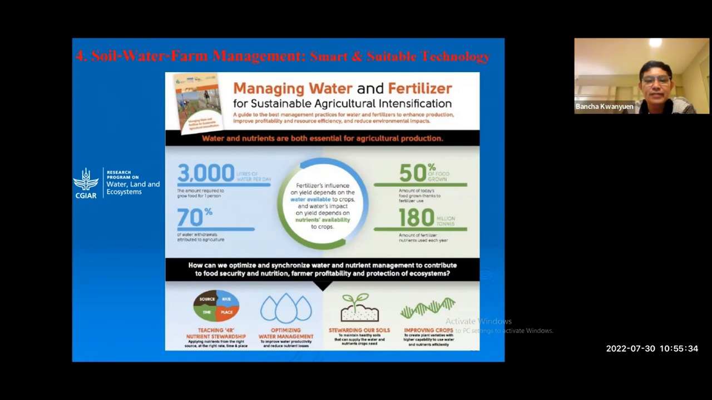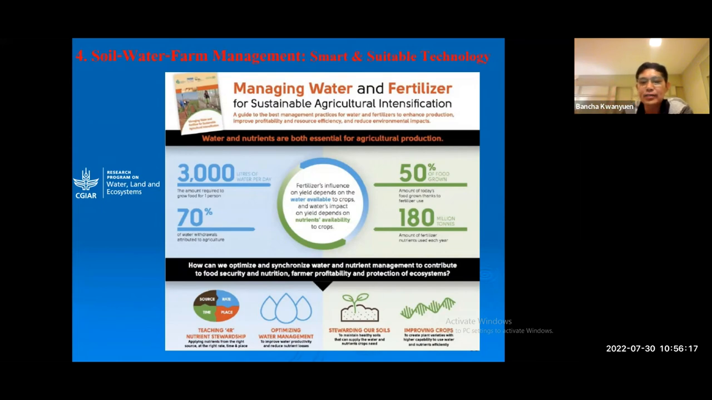At the bottom, they are talking about nutrients. We have to apply nutrients for the right result, at the right time and in the right amount. That's quite important. We also have to talk about optimizing water management, meaning more about water productivity and reducing nutrient loss related to water. We have to talk about our soil, maintaining healthy soil so it can supply water and keep the nutrients for the crops.